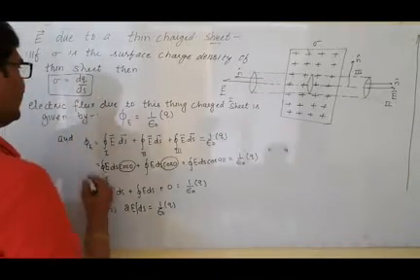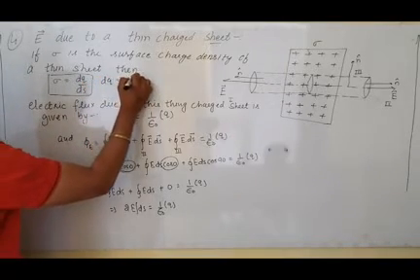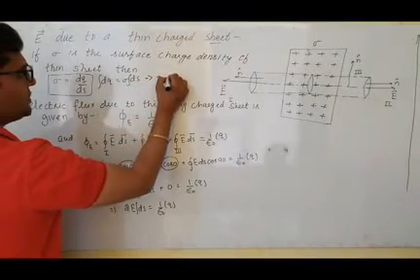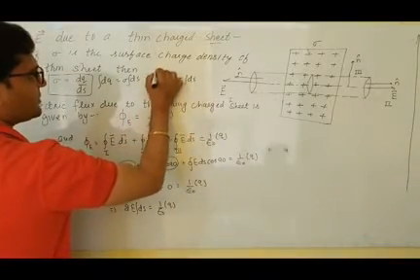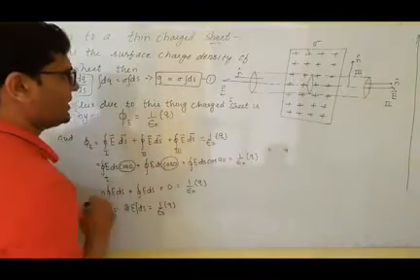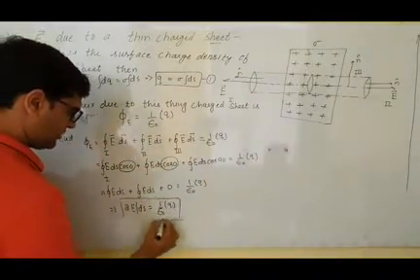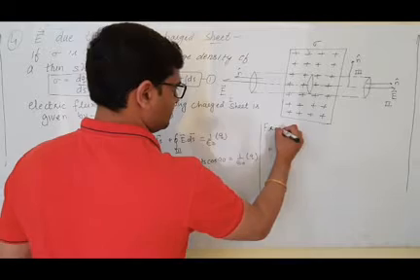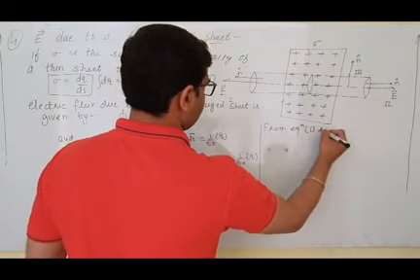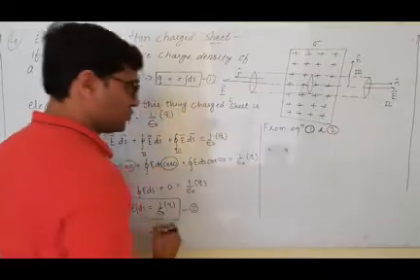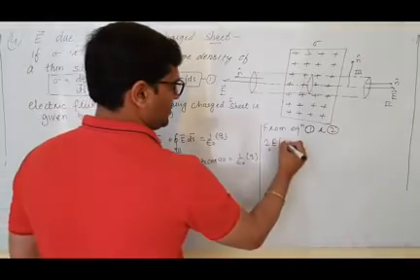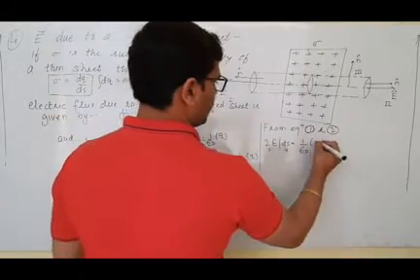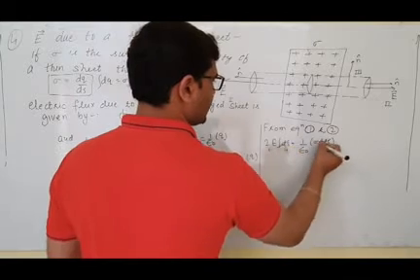Now we have the value dq is equal to sigma into ds. If we integrate both sides, then we get q is equal to sigma into the integration of ds. So we call this equation number 1. From equation number 1 and 2, 2 times E into ds is equal to 1 by epsilon naught into sigma into ds. So we can cancel ds.